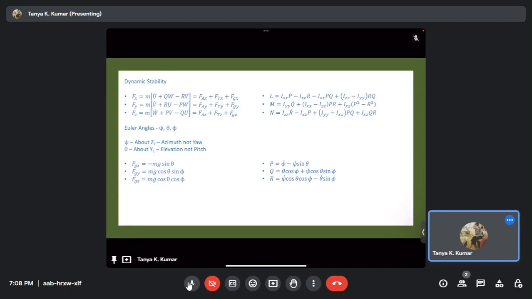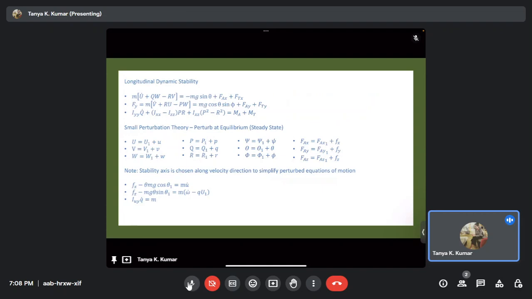Okay. Now we looked at the longitudinal dynamic stability. For that we analyzed only 3 of those 6 equations. Then we studied the small perturbation theory, which is to take a body at equilibrium and then perturb it with a small quantity. So in our case, the equilibrium or the steady state is the trim condition. All of these terms with the subscript 1 are the values measured at equilibrium: U1, V1, P1, Psi1, all of those.